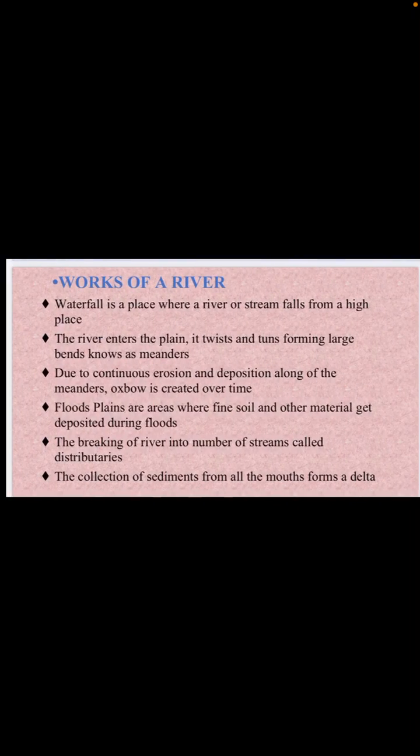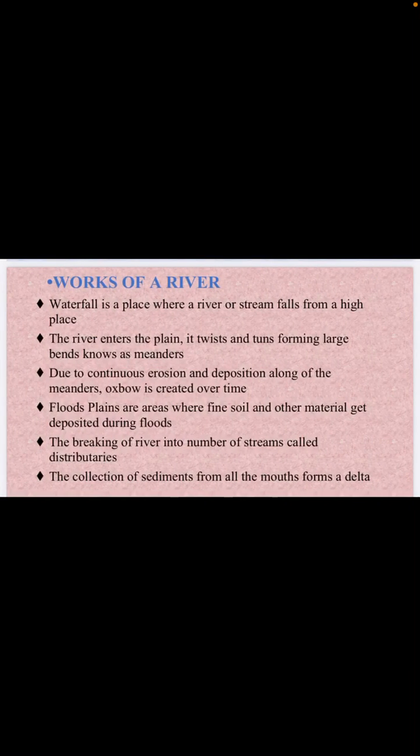So the major landforms here are the works of the rivers. A waterfall is a place where river streams fall from high places. Here we have gone through the examples of exogenic processes. The first one is rivers, so we will go into detail about rivers. A waterfall is where the river streams fall from high places.